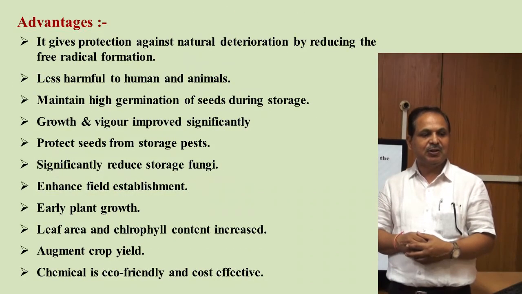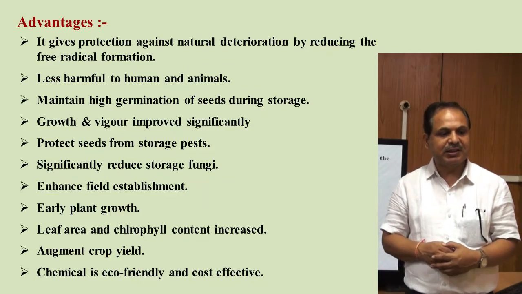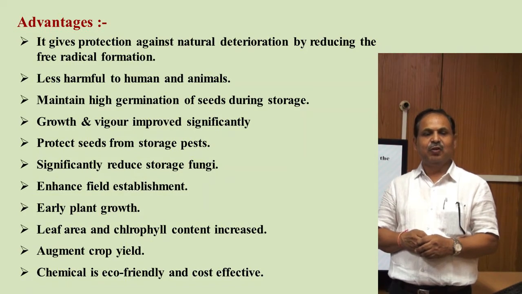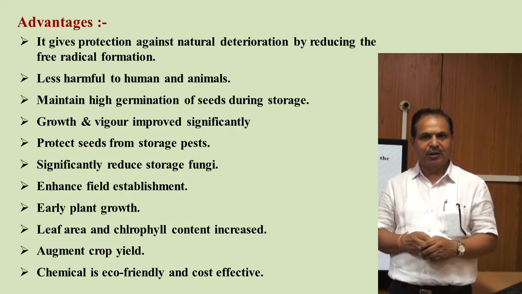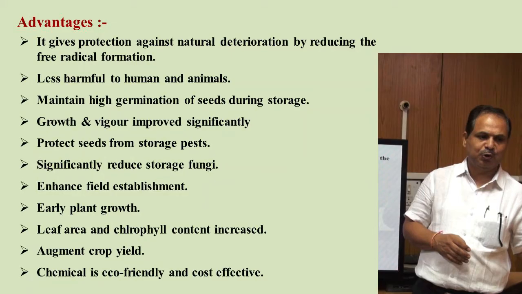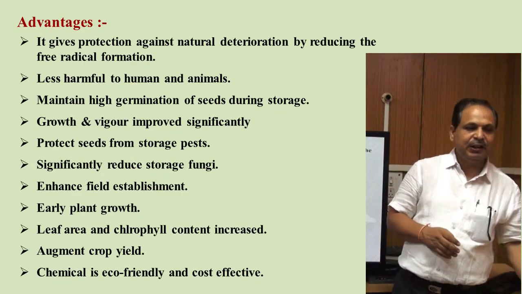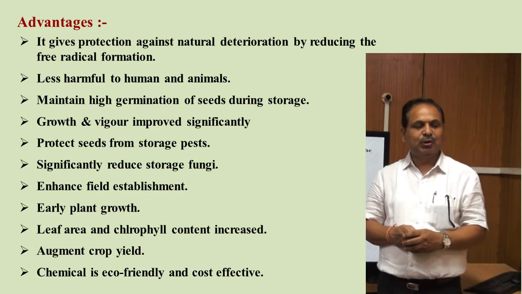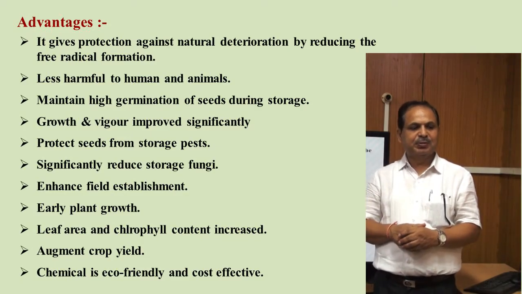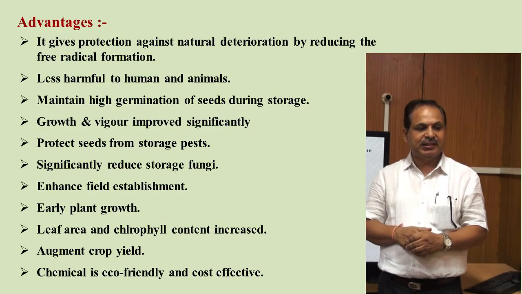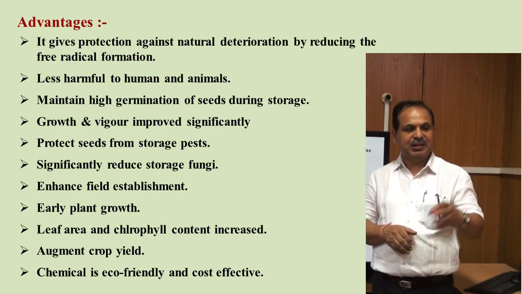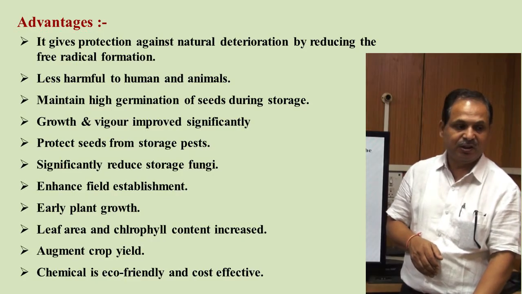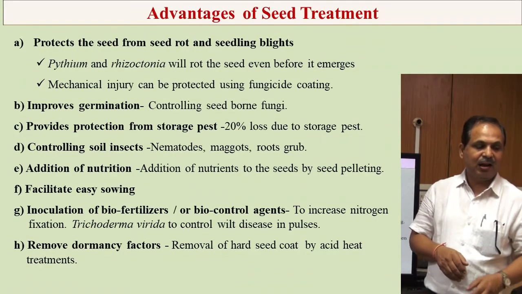The advantage of this halogenation treatment is that it gives protection against natural deterioration by reducing free radical formation. It is less harmful to humans and animals. It maintains high germination of the seed during storage. Growth and vigor improved significantly. It protects the seeds from storage pests. These are some of the advantages of the halogenation treatment of seeds.